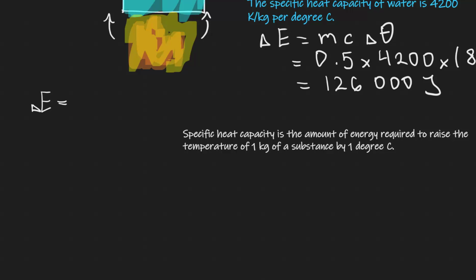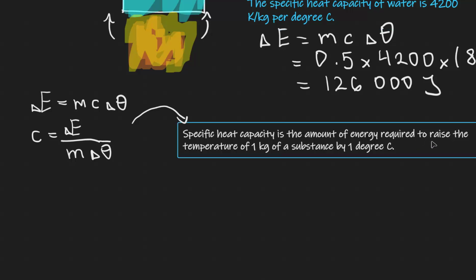Before we move on to the next topic, I would like to show you a little trick. Now, change of energy is equal to mcΔθ. If we were to rearrange for the specific heat capacity C, we're going to find that this will be equal to our energy divided by mΔθ. Well, this actually leads us directly to this definition of specific heat capacity, and that is the amount of energy required to raise the temperature of 1 kilogram of a substance by 1 degree Celsius.